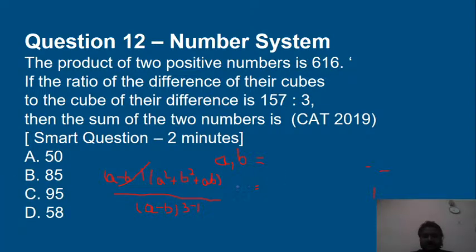Now I expand this expression and I get a square plus b square plus ab, and this is divided by a minus b whole square. Now here you have to be very smart. This smart concept, you apply it here.